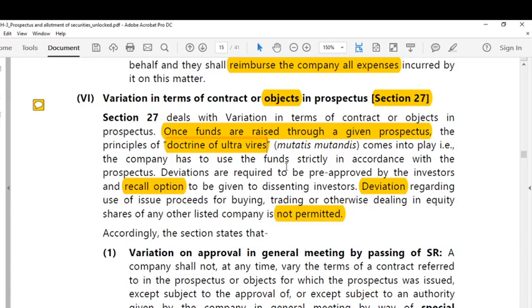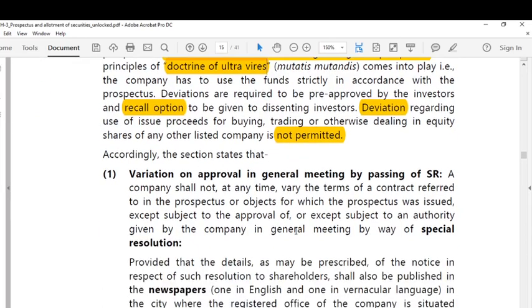So deviation to the objects mentioned in the prospectus is not at all permitted. The deviation is not at all permitted. So accordingly, the section states very clearly the following thing. Whenever there is a variation in the objects, an approval in the general meeting by passing a special resolution is required.